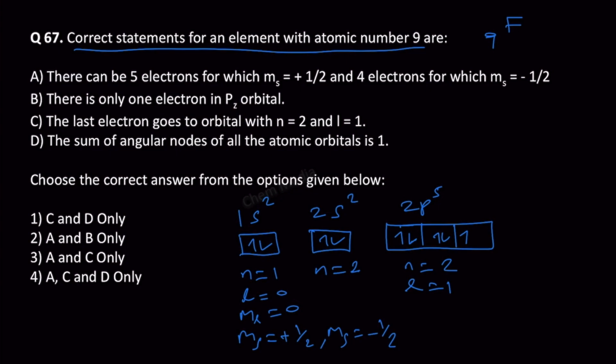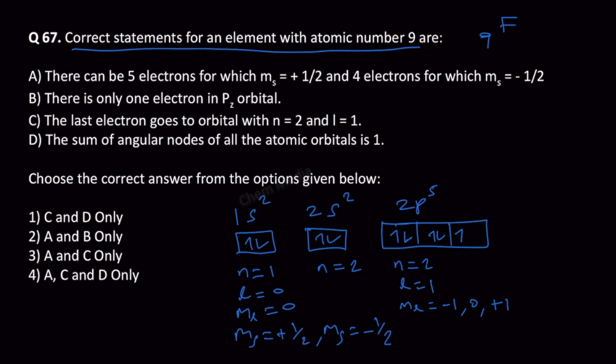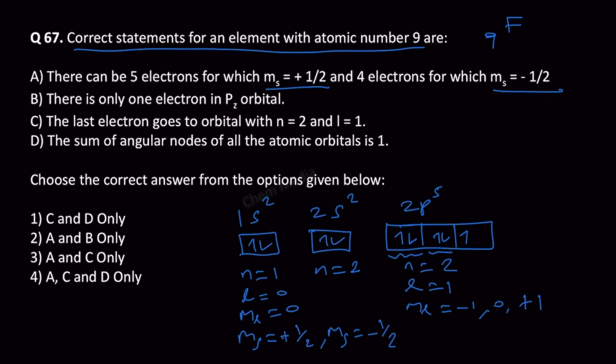And then the ML values will be minus 1, 0, plus 1. We can differentiate these two electrons with the spin quantum number, and these two electrons with the spin quantum number, and this one is up spin. Therefore, in total we have 5 electrons with up spin and 4 electrons with down spin. Therefore, statement A is definitely correct.